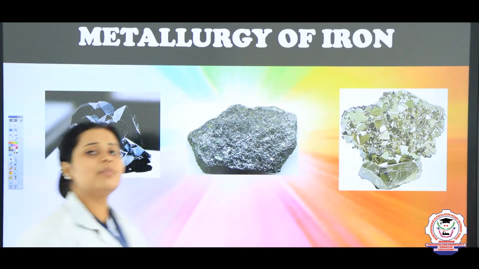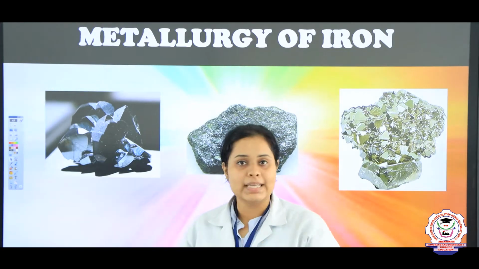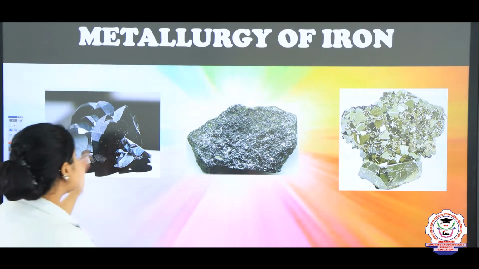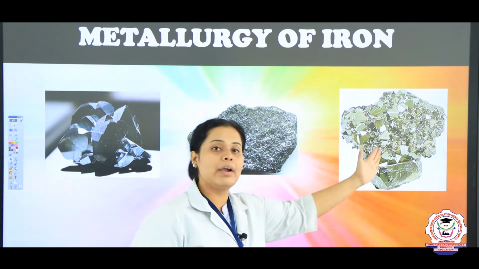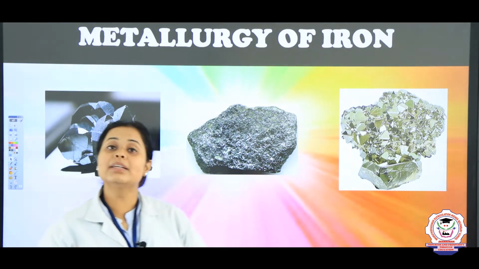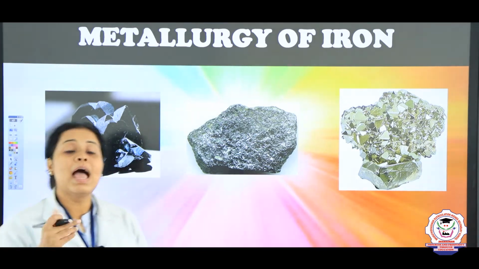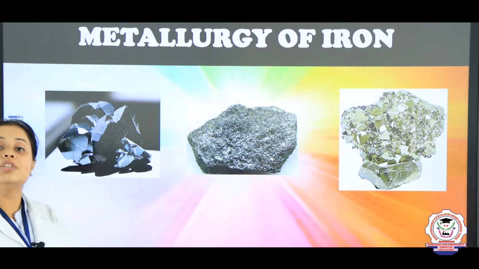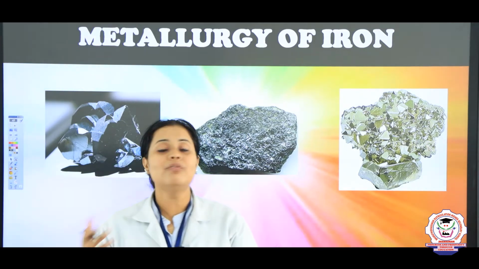So children, whenever we are talking about metallurgy, we should know what the main ores are. Iron has 3 ores: hematite, magnetite and iron pyrite. You can see that all these ores of iron are very shining and metallic, looking very beautiful. The hematite is the chief ore of iron. From this you can get a large amount of iron.